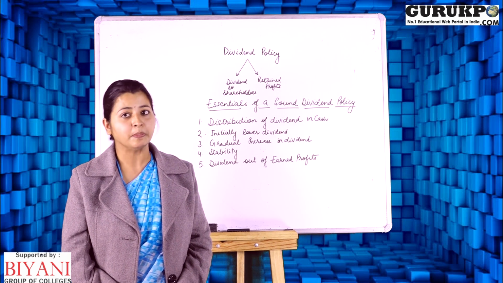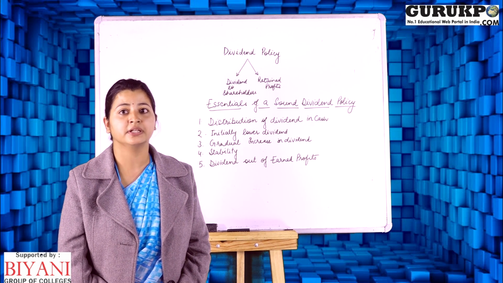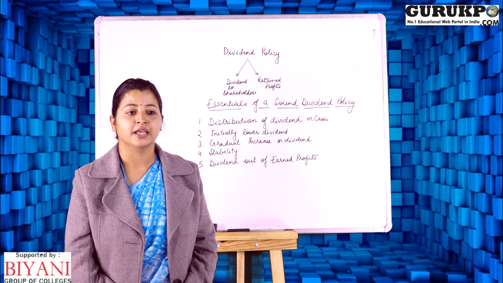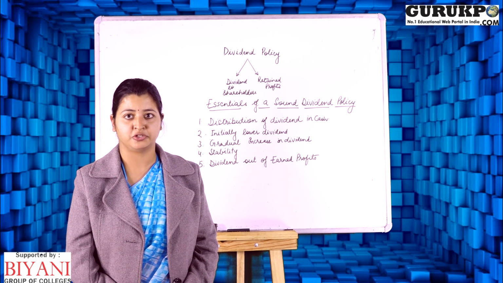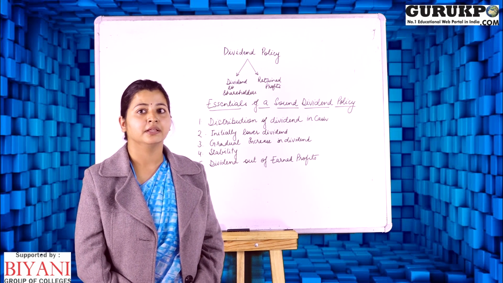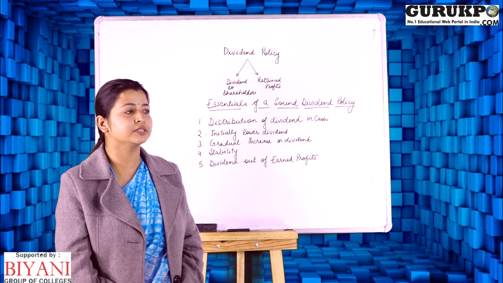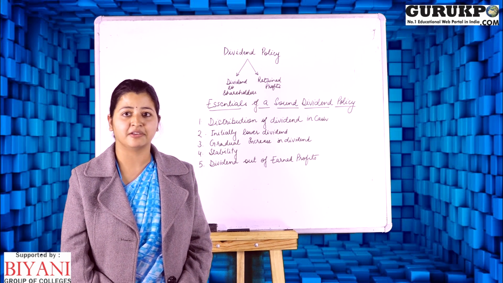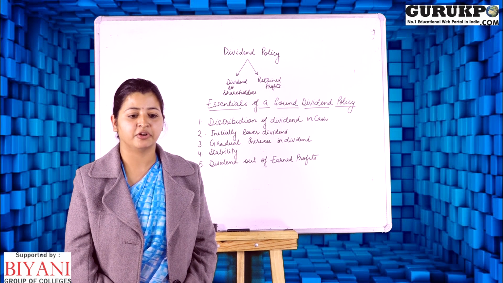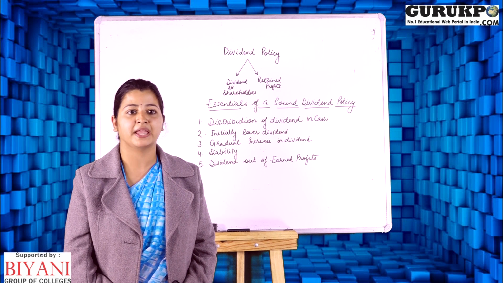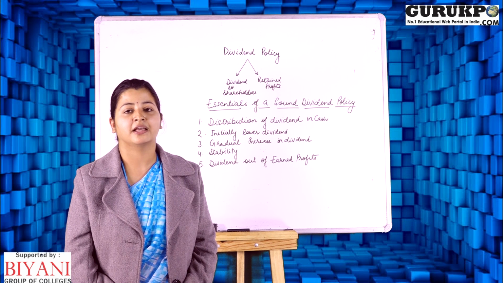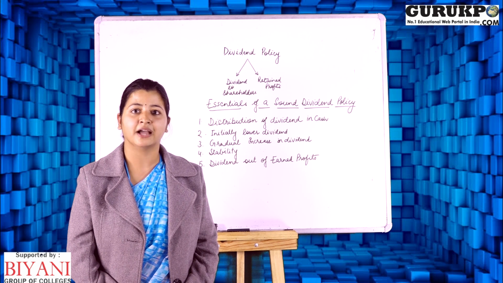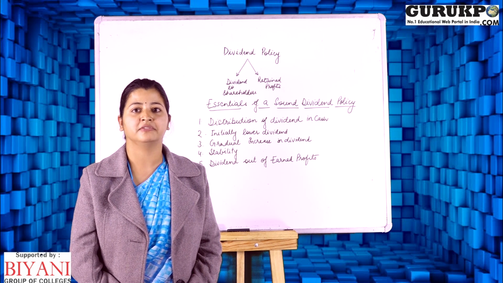The dividend should be increased gradually, slowly, because there should not be fluctuation in it. When the company is earning more, it should increase its dividend accordingly. The fourth essential of a sound dividend policy is stability. There should not be any fluctuations in the dividend. For example, in the first year the company is paying 10% dividend and in another year it is paying 0% dividend. So, there should be stability and continuity in the distribution of dividend.